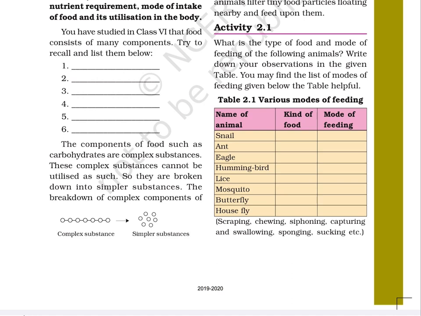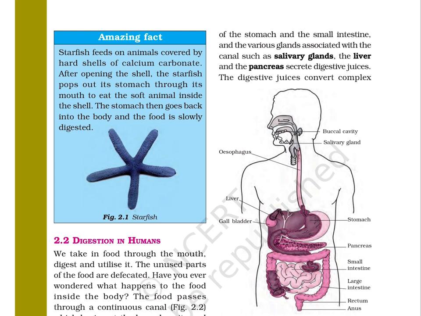Page 12. Amazing fact. Starfish feeds on animals covered by hard shells of calcium carbonate. After opening the shell, the starfish pops out its stomach through its mouth to eat the soft animal inside the shell. The stomach then goes back into the body and the food is slowly digested. Figure 2.1 Starfish.